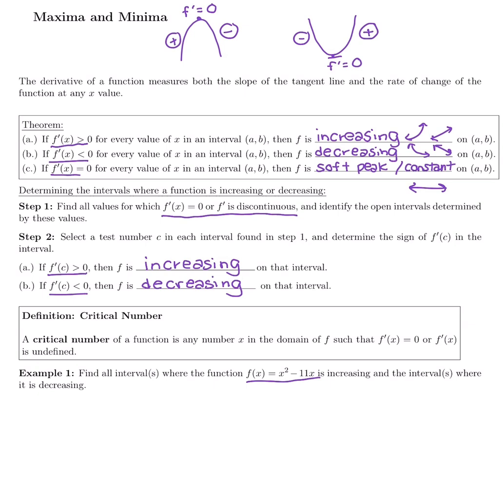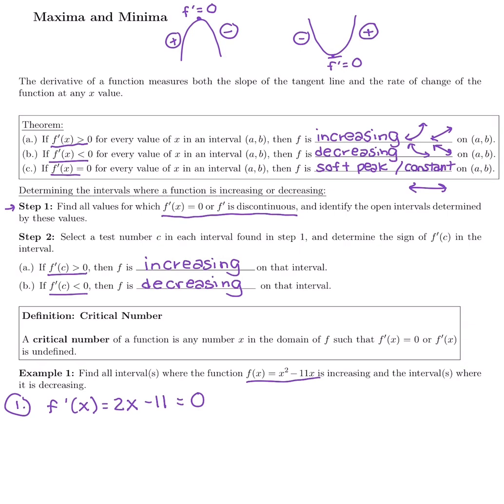So our first example of finding increasing and decreasing is the function x squared minus 11x. We want to figure out the intervals where it's increasing and the intervals where it's decreasing by using these two steps from above. The first step was to take the derivative and see where it's 0 or undefined. So we're going to take the derivative of this function and set it equal to 0. The derivative of x squared is 2x. The derivative of negative 11x is negative 11, and we're going to set that equal to 0.